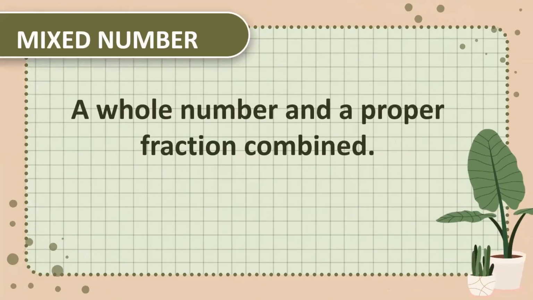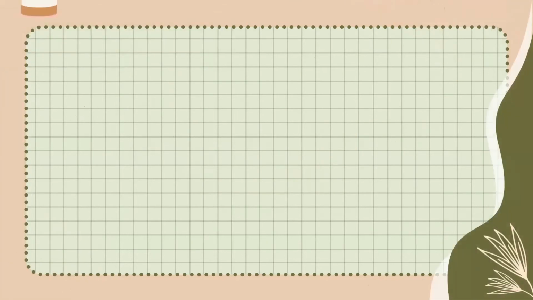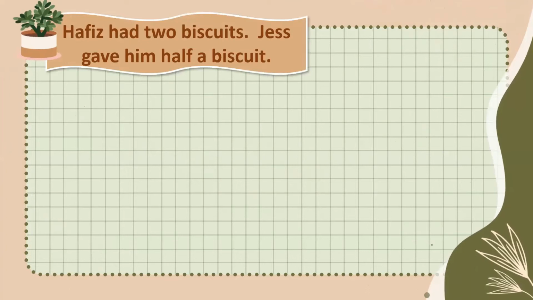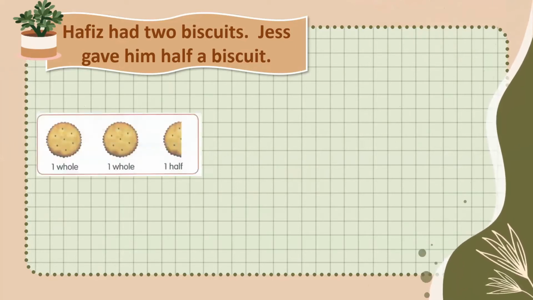A mixed number is a whole number and a proper fraction combined. Let's have this example. Hafiz had 2 biscuits. Jess gave him half a biscuit. So we have here 2 whole biscuits and half of a biscuit.